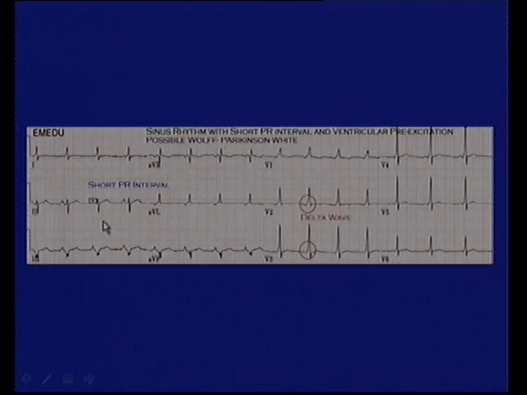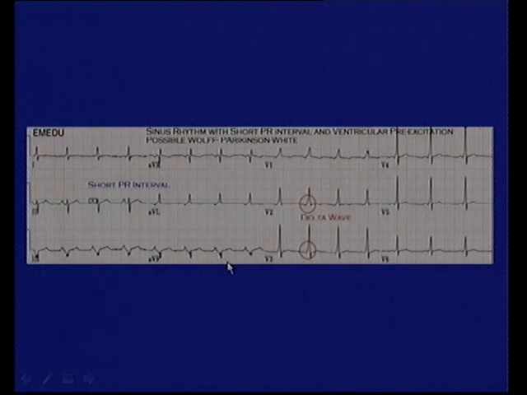Right, here the PR interval is very short. So what are the causes of a short PR interval? Commonest would be WPW syndrome. Anything else? There is another syndrome. What else? LGL. What is LGL syndrome? That also can have a short PR interval.